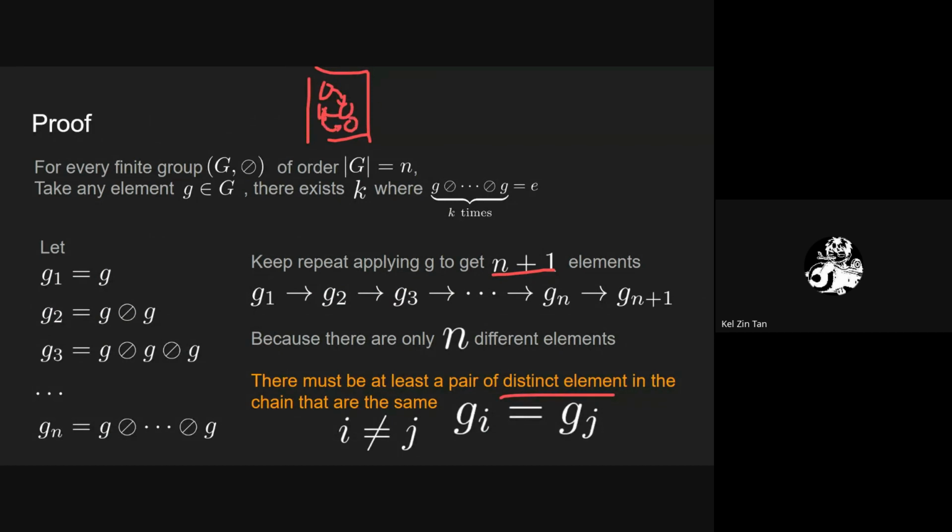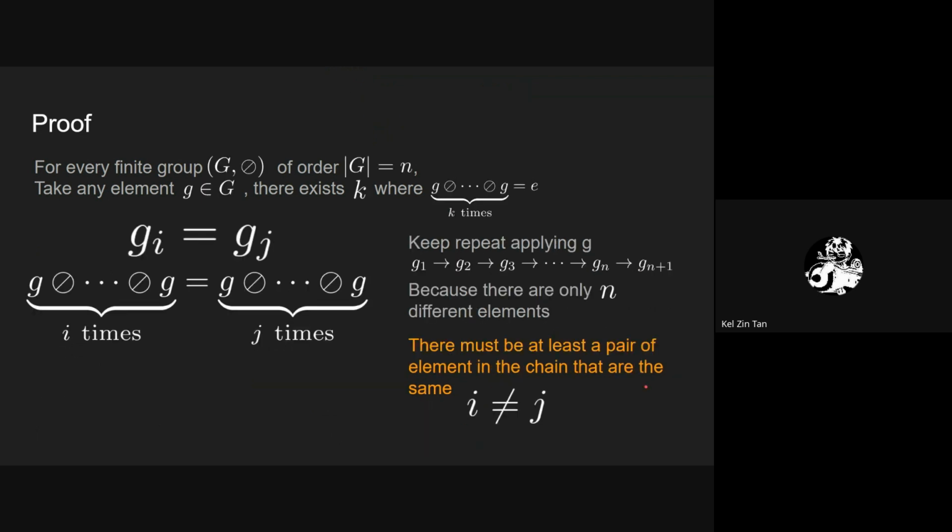Because I only have a finite number of elements, for example n, if I do this operation 100n times, then certainly I will jump back to an element that I have seen before. So I can have an i that is not equal to j, such that g^i is equal to g^j. Remember, this is just repeating g for i times, and repeating g for j times. So I have this property where I will jump back to the same element.